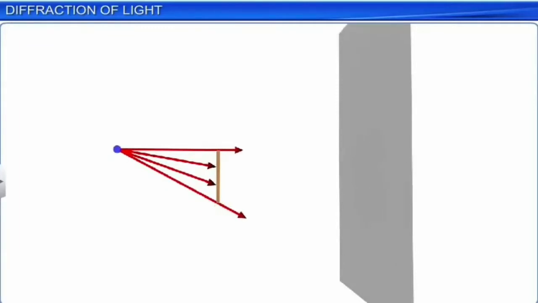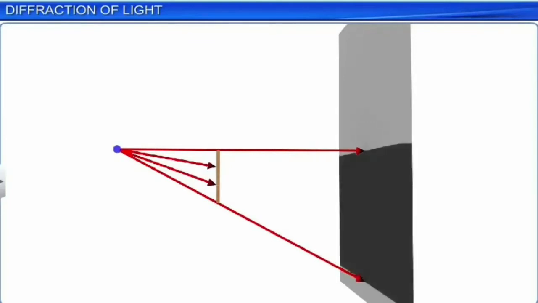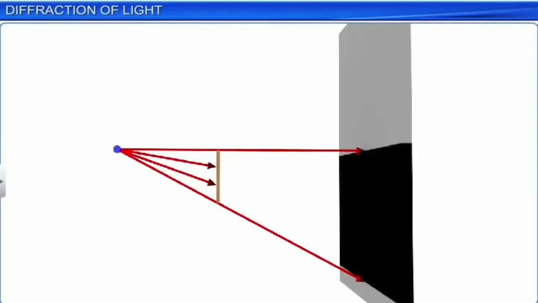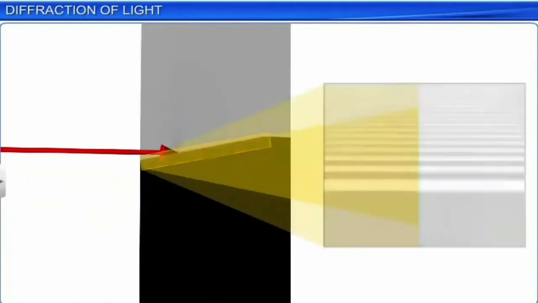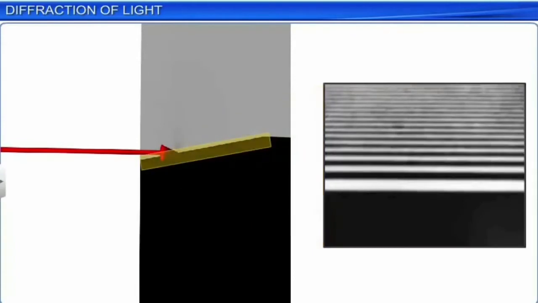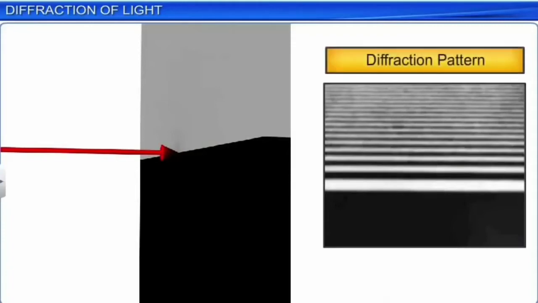Light travels in straight line and it falls on a screen placed at a distance. On the screen, as we expect, it forms a shadow as the obstacle is kept, but the boundary between the illuminated region and the shadow region is not clearly defined. At that boundary, we can see alternate bright and dark bands, and this pattern is called as diffraction pattern.